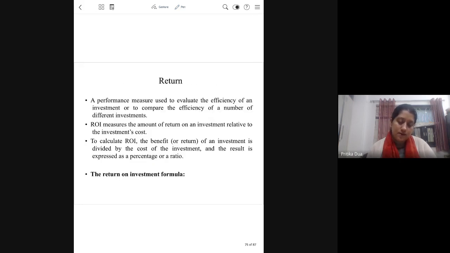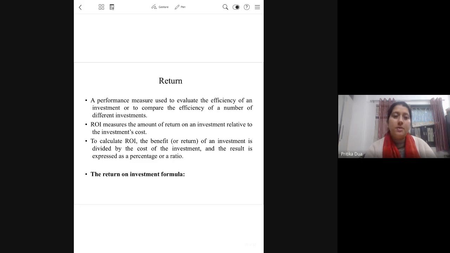So this is risk return trade-off. Now return and risk. First we'll see both the concepts theoretically and then we'll see how we calculate the risk and return on individual security and portfolio. So let's start with the return.